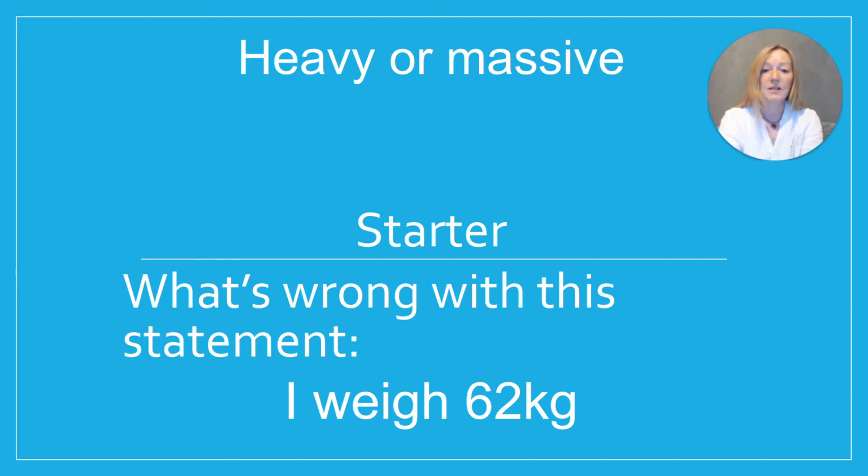So before we start, just have a think about this sentence and think about what's wrong with this sentence. I weigh 62 kilograms. So apart from the obvious, which is that I'd love to have a little less mass than that, the reason that this is wrong is because weight is actually a force and therefore measured in newtons, and actually 62 kilograms, that unit refers to my mass.